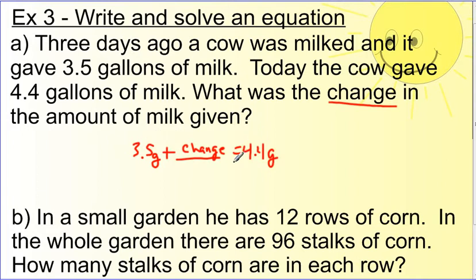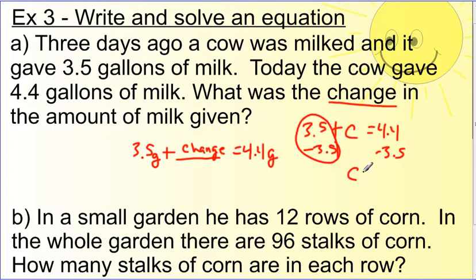Well, the way we're going to solve this, honestly, is just an equation. Watch. 3.5 plus, I don't care if you use C for the variable, equals 4.4. Now these have decimals in them, but we still can solve it. The opposite of adding 3.5 is subtracting 3.5 on both sides. These cancel out. C equals 4.4 minus 3.5.